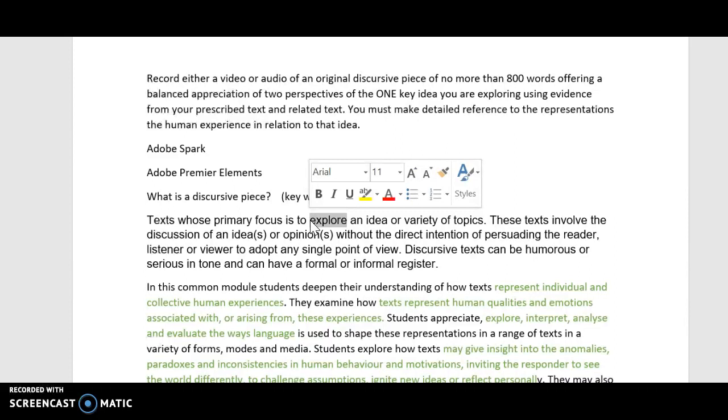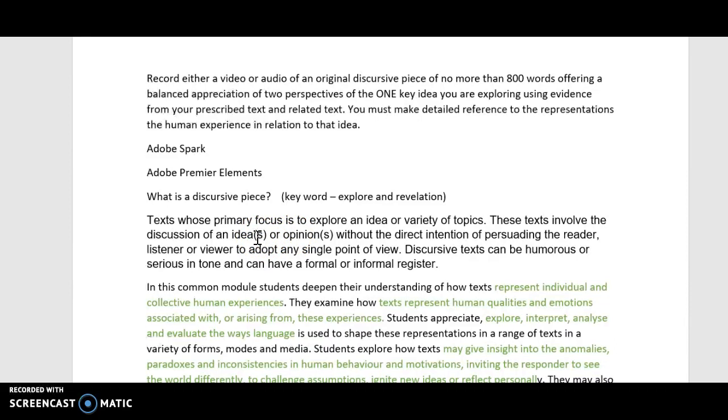In a way, you're taking us through a journey as you make discoveries about the key idea. You take us down that discovery about the key idea, and you challenge us as the reader to think about those things as well. So it involves a discussion of the idea or the opinion. So in this case for our assignments, the idea.